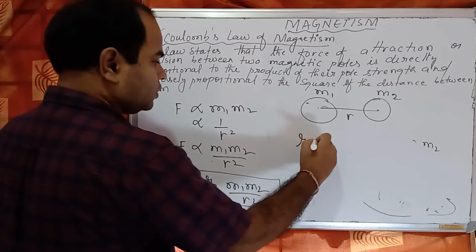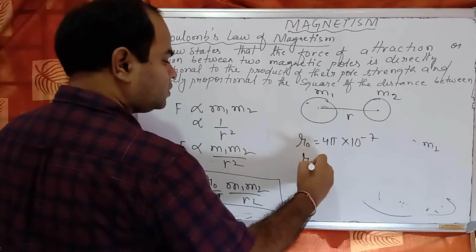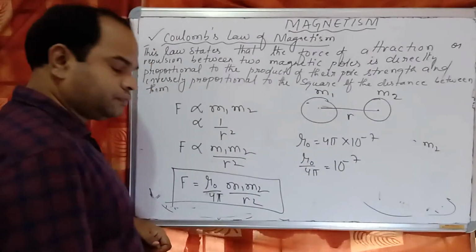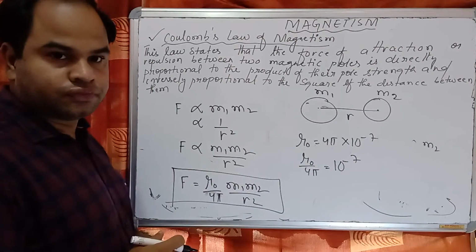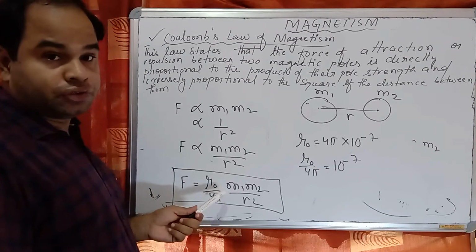Mu naught is equal to 4 pi into 10 to the power minus 7, or that is mu naught by 4 pi is equal to 10 to the power minus 7. Okay, here we will do a question.